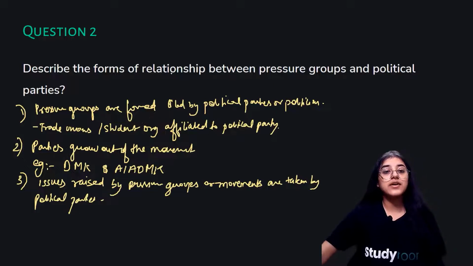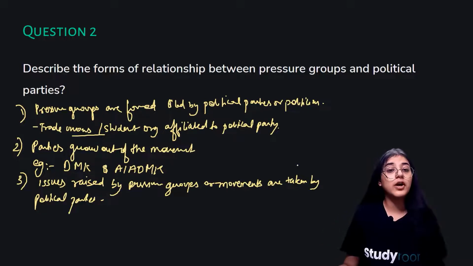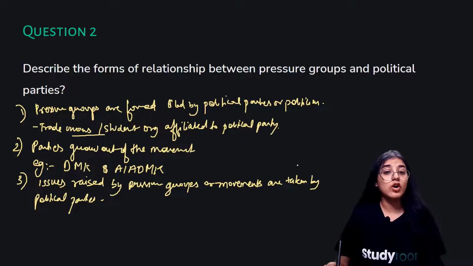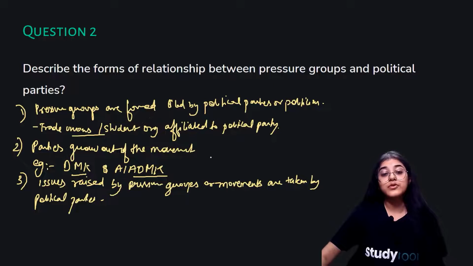Okay, so that's how we can describe the form of relationship between the pressure groups and political parties. Pressure groups are formed and led by political parties or politicians, taking the example of trade unions or student organizations, which are often affiliated to political parties only. Like the student organization ABVP is associated with the political party BJP. Then there are parties which grow out of a movement, like DMK and AIADMK. At times, parties grew out of a movement as well.